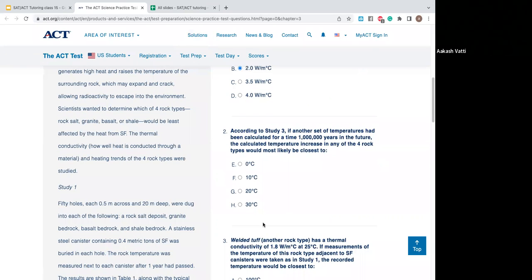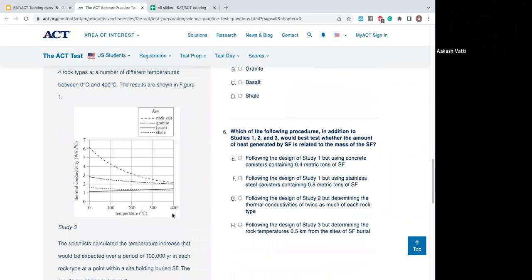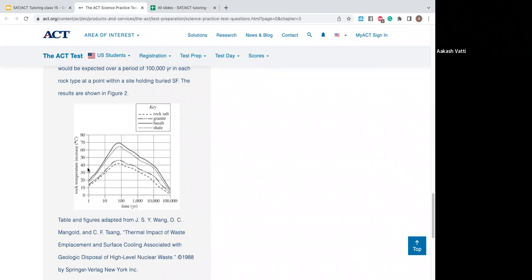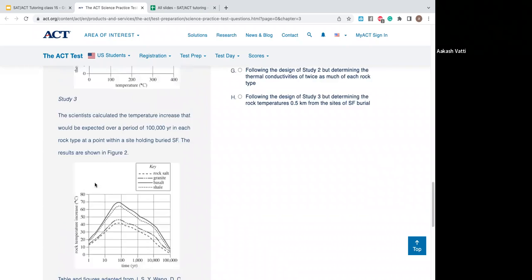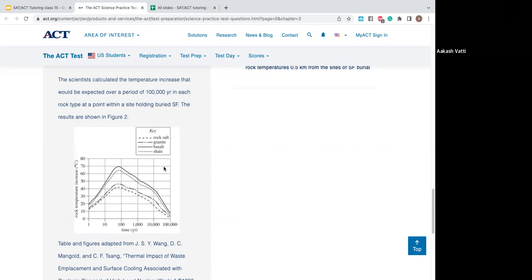No? All right. Question 2. According to study 3, if another set of temperatures had been calculated for the time 1 million years in the future, the calculated temperature increase in any of the 4 rock types would most likely be closest to. As you could say before, the temperature increase became almost nothing at 100,000 years. And in figure 2, which is this one, all of the curves start to decrease after 100 years and basically become nothing at 100,000 years.